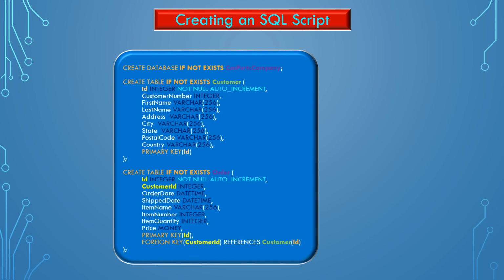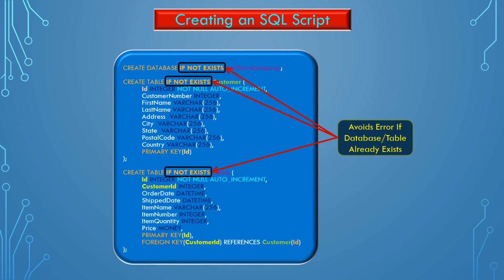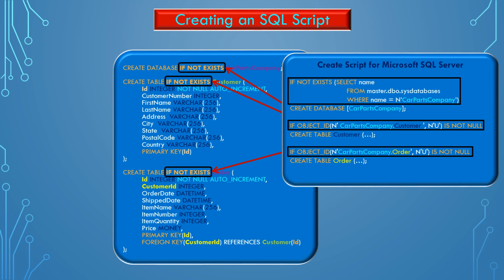In this script example, note the addition of if not exists. This prevents errors from occurring if the database or table already exists. We should note that Microsoft SQL Server uses a different syntax to check for the existence of a database or table and is shown here.